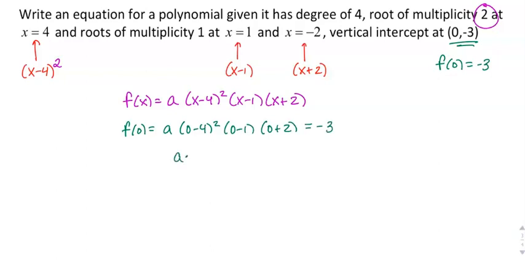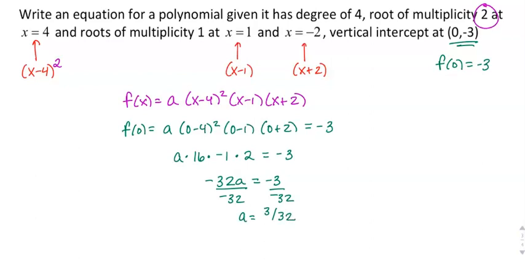So 0 minus 4, we have negative 4 squared, so negative times negative is positive 16, times negative 1 times 2 needs to be equal to negative 3. Multiplying 16 times negative 1 times 2, we have negative 32a, which is equal to negative 3. So dividing, a is equal to positive 3 over 32.